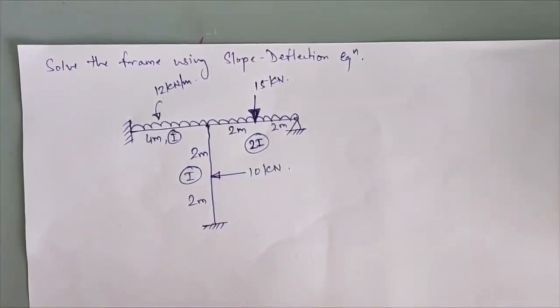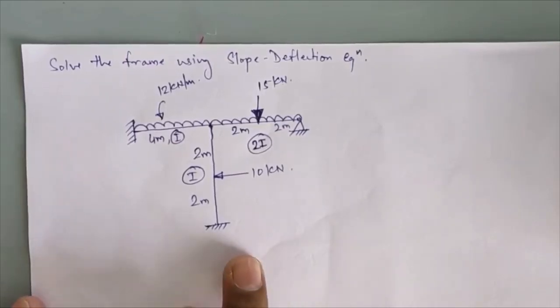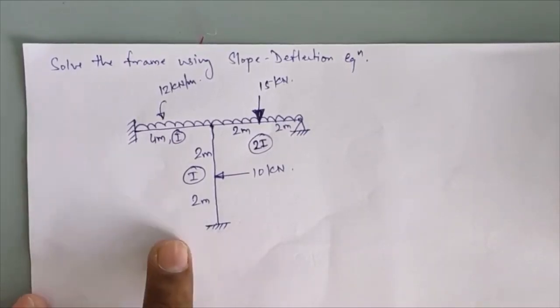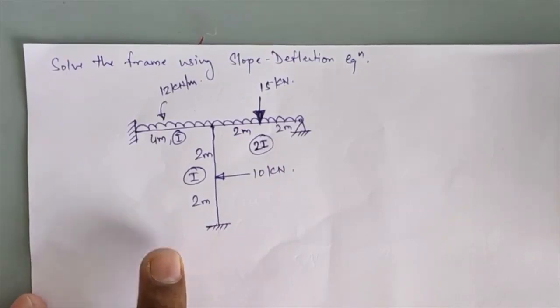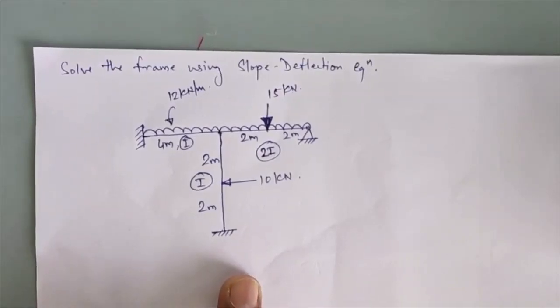Today we will see for our next lecture of structure analysis 2 based on the slope deflection method. This will be today's given numerical, that is, you have to solve this frame using the slope deflection equation. Now in frames there are two types of frame. First is the non-sway frame and second is the sway frame.